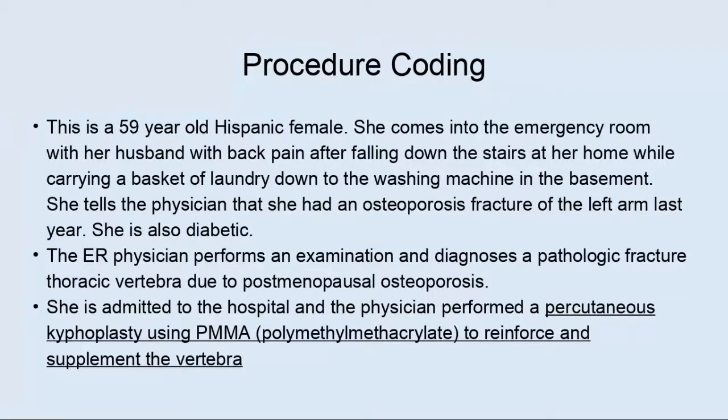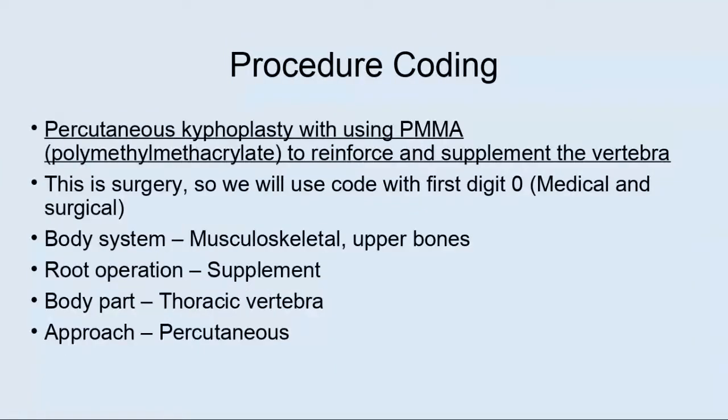Okay, so let's move on to the PCS procedure codes. Back to the op report, we see that the procedure was percutaneous kyphoplasty using PMMA to supplement the vertebrae. Okay, this is surgery, so we know we'll use a code with the first digit 0 from the medical and surgical section. The body system is musculoskeletal, which of course is broken down into many different systems. So this is upper bones. Root operation is supplement, body part is thoracic vertebrae, approach is percutaneous.